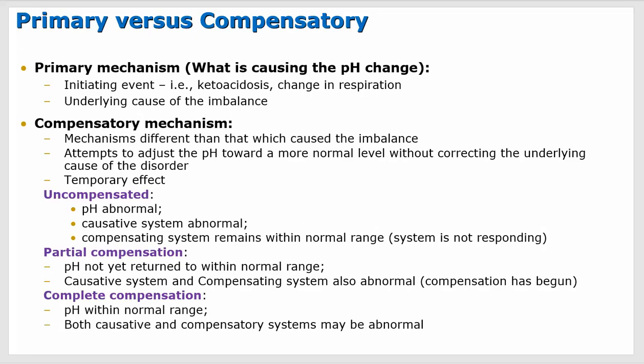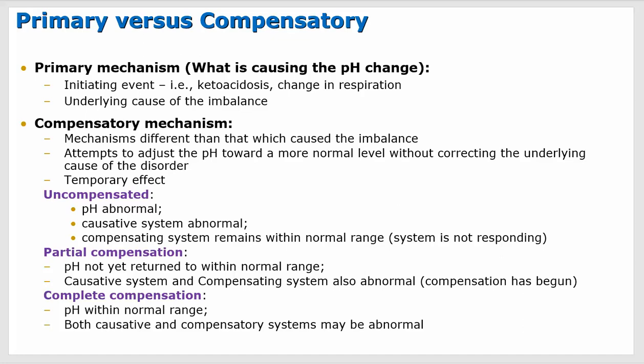We have a few different things that are going to happen that we've already discussed. If we have a situation, so the initiating event, the causative event, whatever caused this. A couple of examples here are ketoacidosis for metabolic acidosis, and a change in respiration, whether increase or decrease, for respiratory alkalosis or acidosis. So whatever the initiating or causative event is, that's our primary mechanism, the underlying cause of the imbalance.